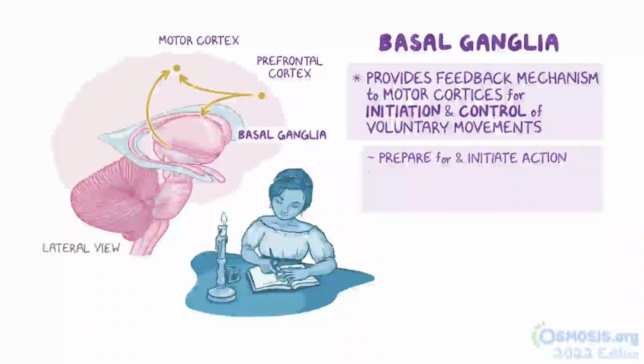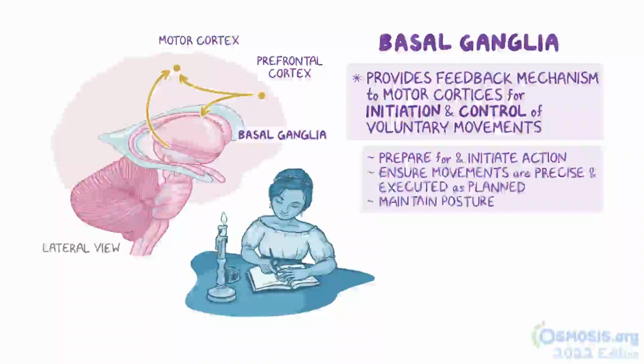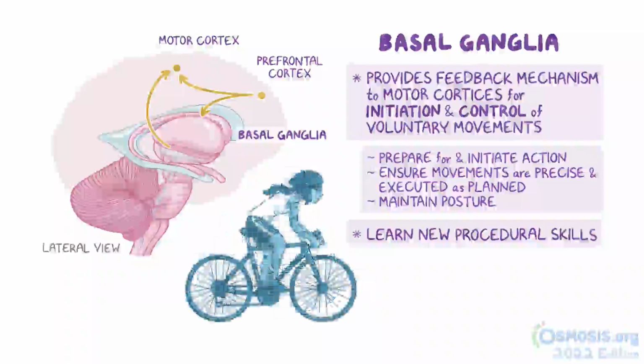Then, the basal ganglia ensure that your hand movements are as precise and executed as planned, and while doing so, they also maintain your posture. In addition to this, the basal ganglia can help you learn new procedural motor skills, like riding a bicycle.